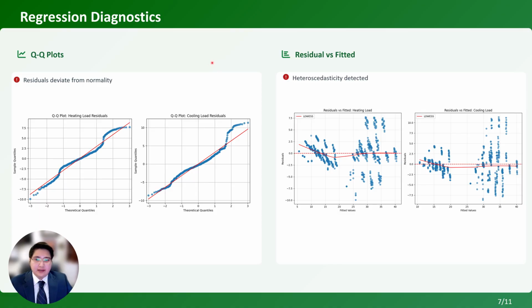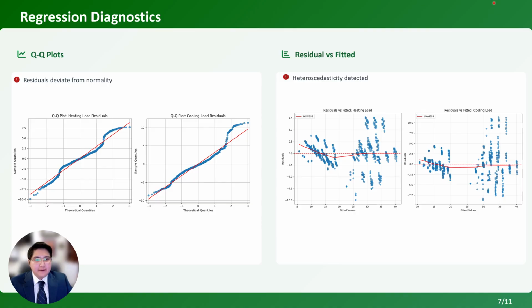And we can see that for the heating load, we have some left skewness, and for the cooling, we have some moderate right skewness. This does not really deviate a lot from the normal, but we have to take this into consideration.